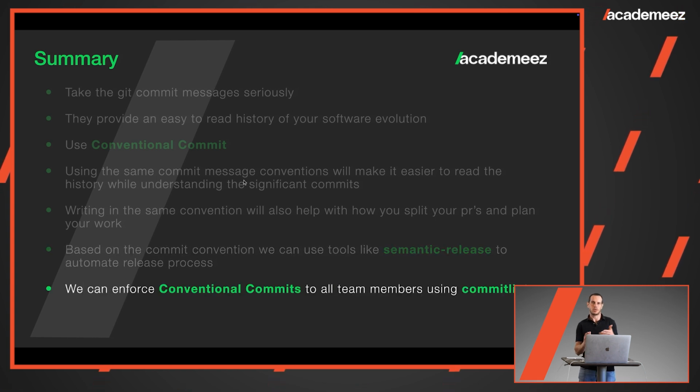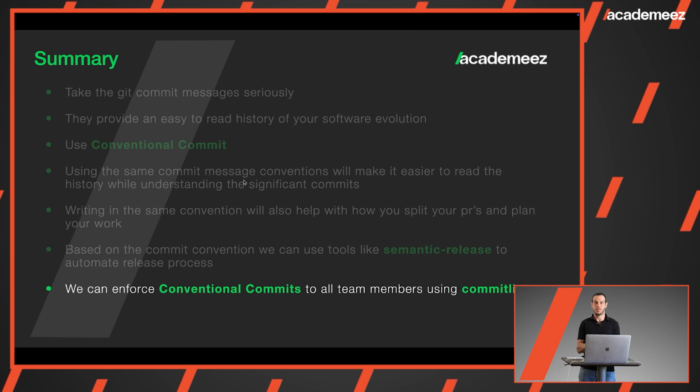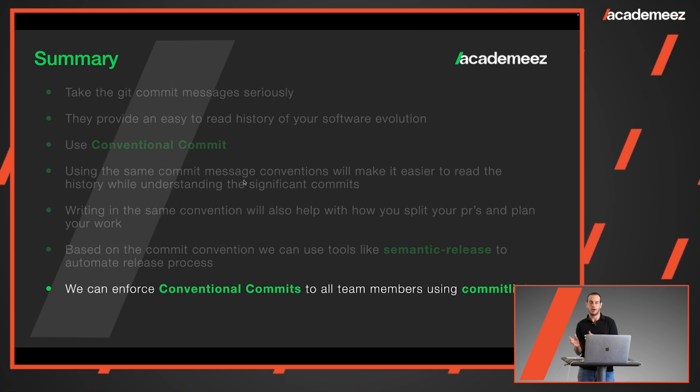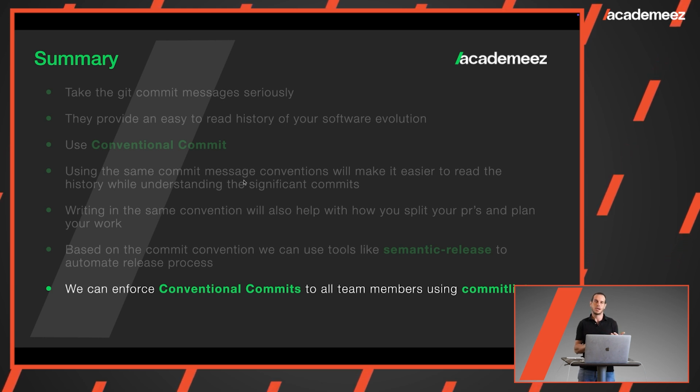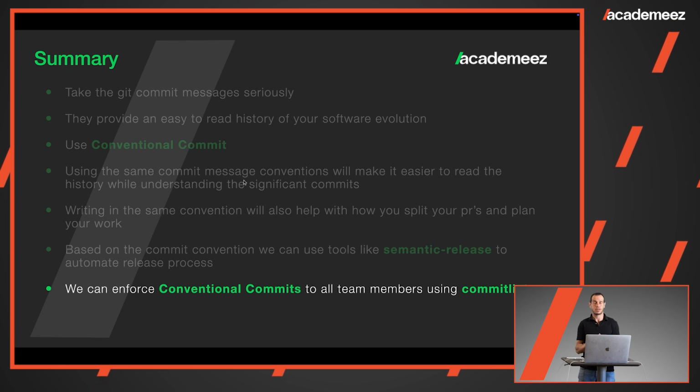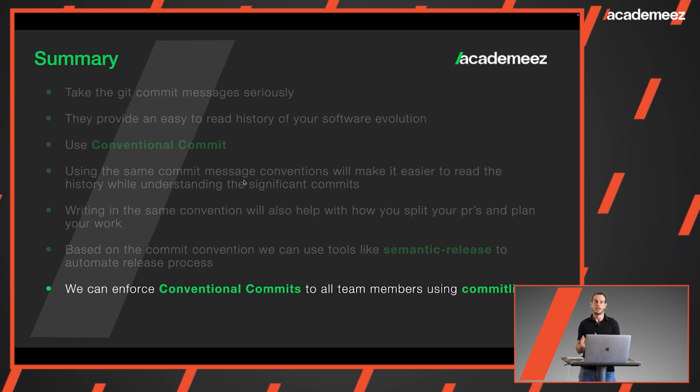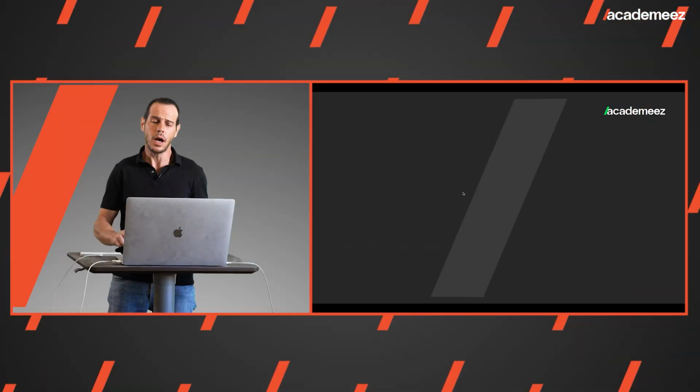And we can enforce all developers to use conventional commits. Remember, if it's not enforced, developers will probably forget or write wrong commit messages, which will make the release process not as professional as it should be. So if it's not enforced, it usually does not happen. So if you can enforce it automatically, it's best to do so.